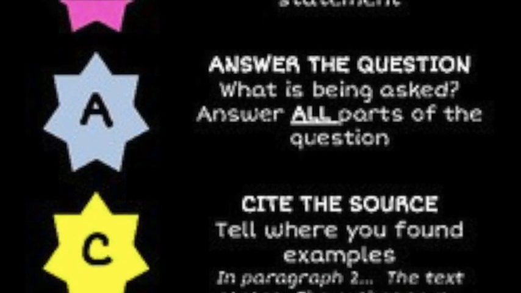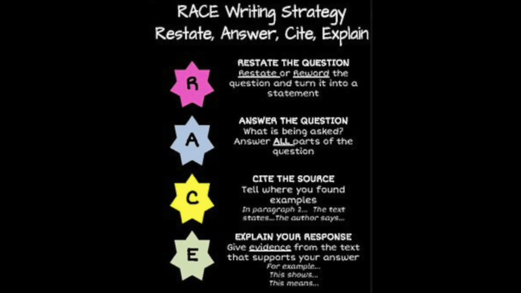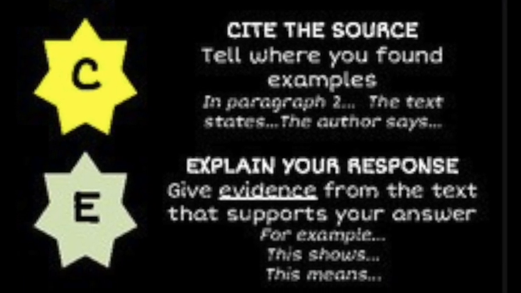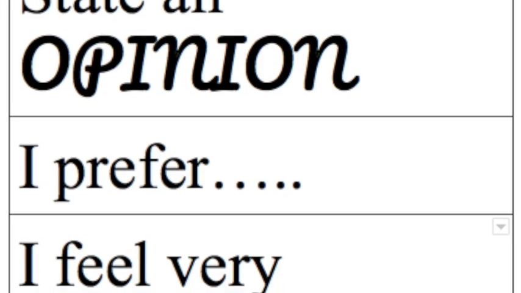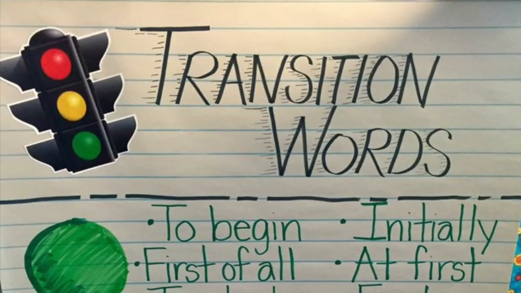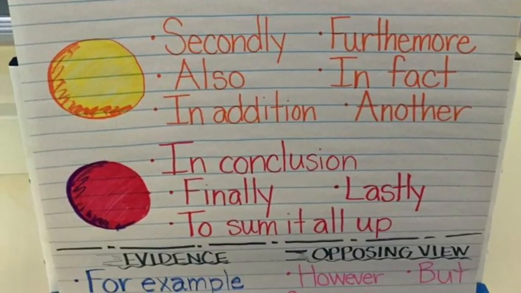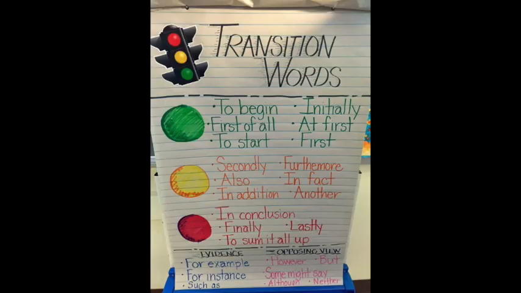Here are some resources you can use to help better your response. First, great writers always want to make sure to use RACE. R stands for restate the answer. A, answer the question. C, cite evidence. And E, explain. Second, you want to make sure to use your opinion sentence starters to help frame your thought. Use one of these to introduce your topic. Lastly, here are some transition words you can use to enhance your writing. Remember, great writers use transition words to help with the flow of their writing.